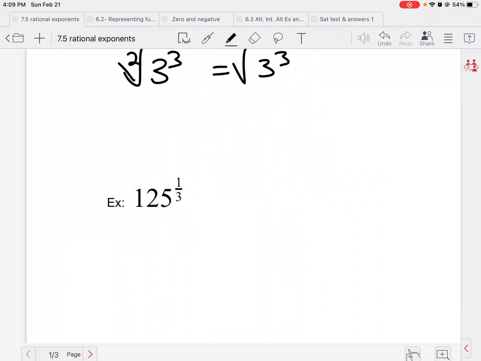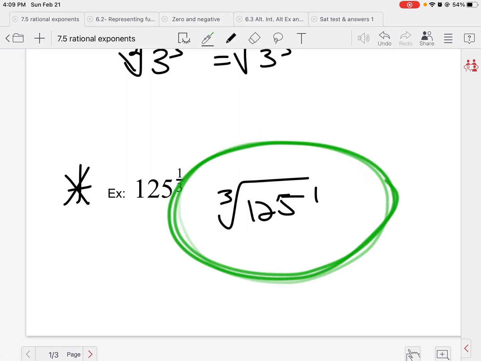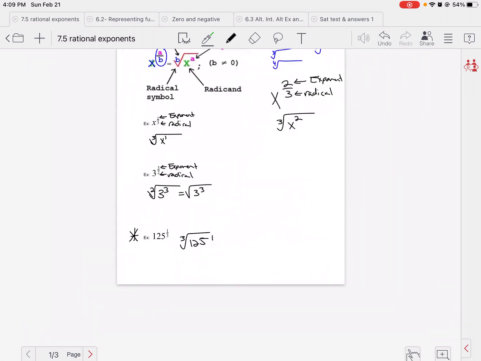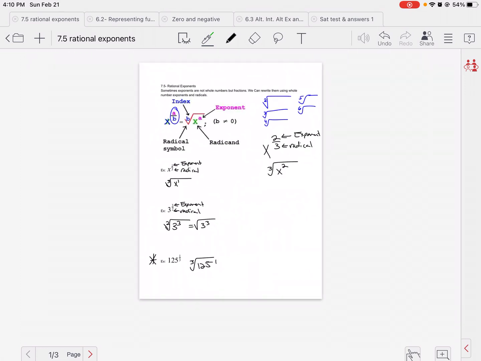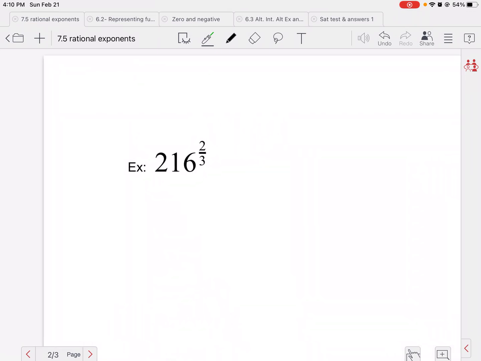Now again, this one, why don't you go ahead and try this one? So this would be the cube root of 125, or 125 to the 1/3. Again, either would be acceptable. Okay, tomorrow we're going to learn how to simplify this into something a little bit nicer. All right. I think that's all for today. Oh, no, there's a couple more. I'm sorry. Okay, so let's go ahead and try this one. So this would be the cube root of 216 squared.